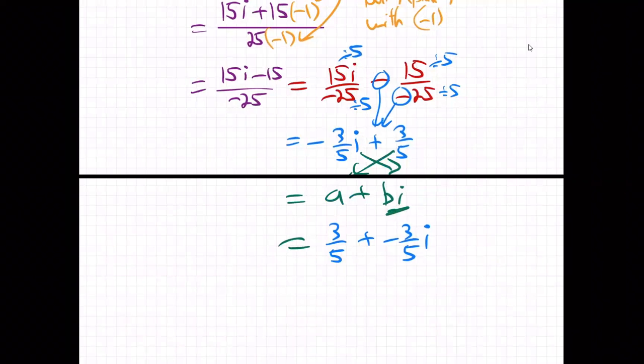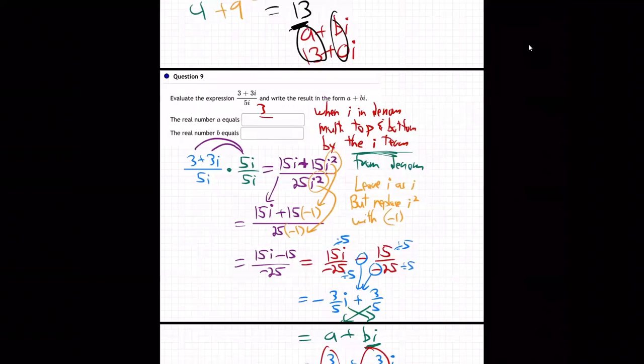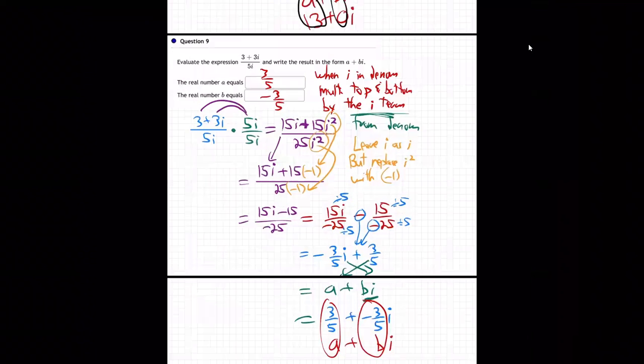So therefore, here's my a. So my a is the 3/5. My b is the minus 3/5, isn't it? My a is, I come back up here and I go, okay, a. Oops. My a is the 3/5. My b is the minus 3/5 right down here, like that.